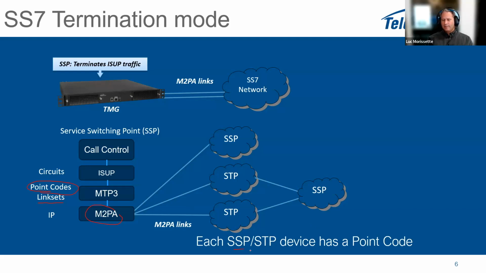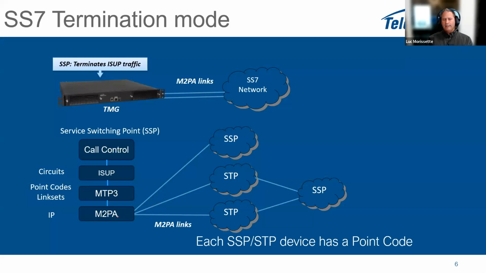Each SSP and STP device has a point code. So each one of them has their point code, and we need to have our point code here as well, so that packets can be sent to us. When these packets are received, they could be sent here to ISUP to terminate voice circuits. So this is to control calls in the SS7 network.